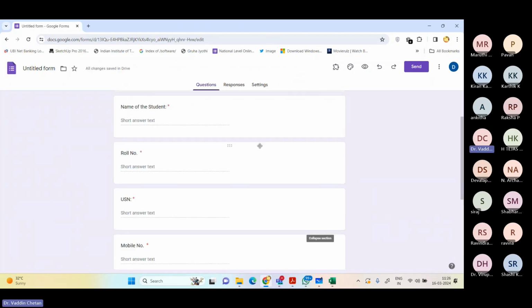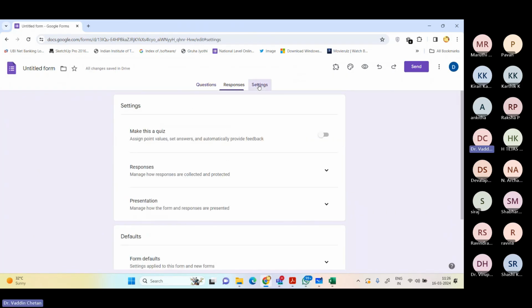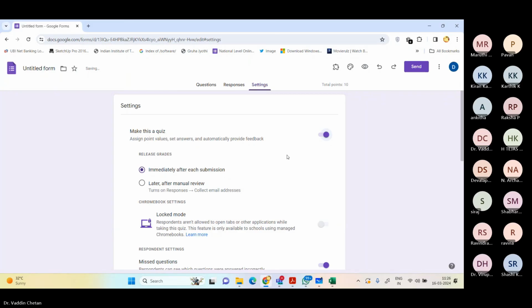Before going to that, under settings there is one setting. You have to make this as a quiz. If you don't enable this setting, this form doesn't become a quiz.